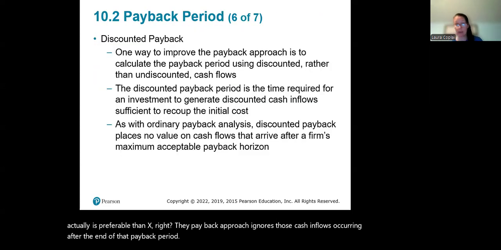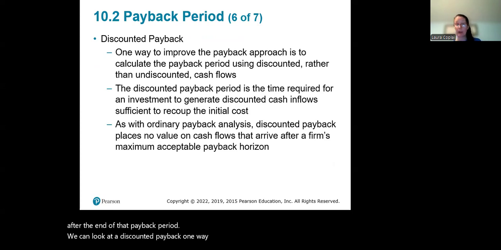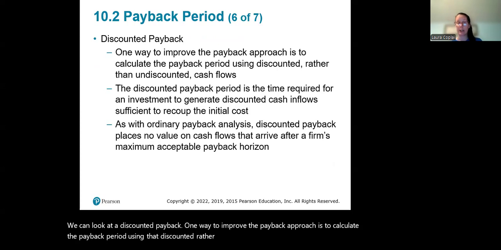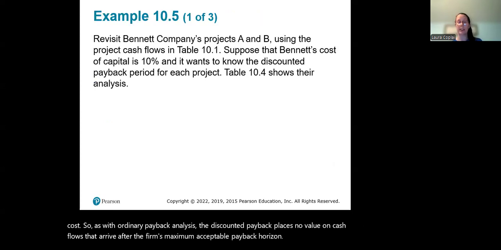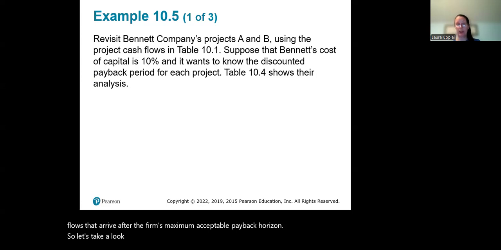We can look at a discounted payback. One way to improve the payback approach is to calculate the payback period using discounted rather than undiscounted cash flows. It's the time required for an investment to generate discounted cash flows sufficient to recoup that initial cost. As with ordinary payback analysis, the discounted payback places no value on cash flows that arrive after the firm's maximum acceptable payback horizon. So let's take a look at Bennett Company again.